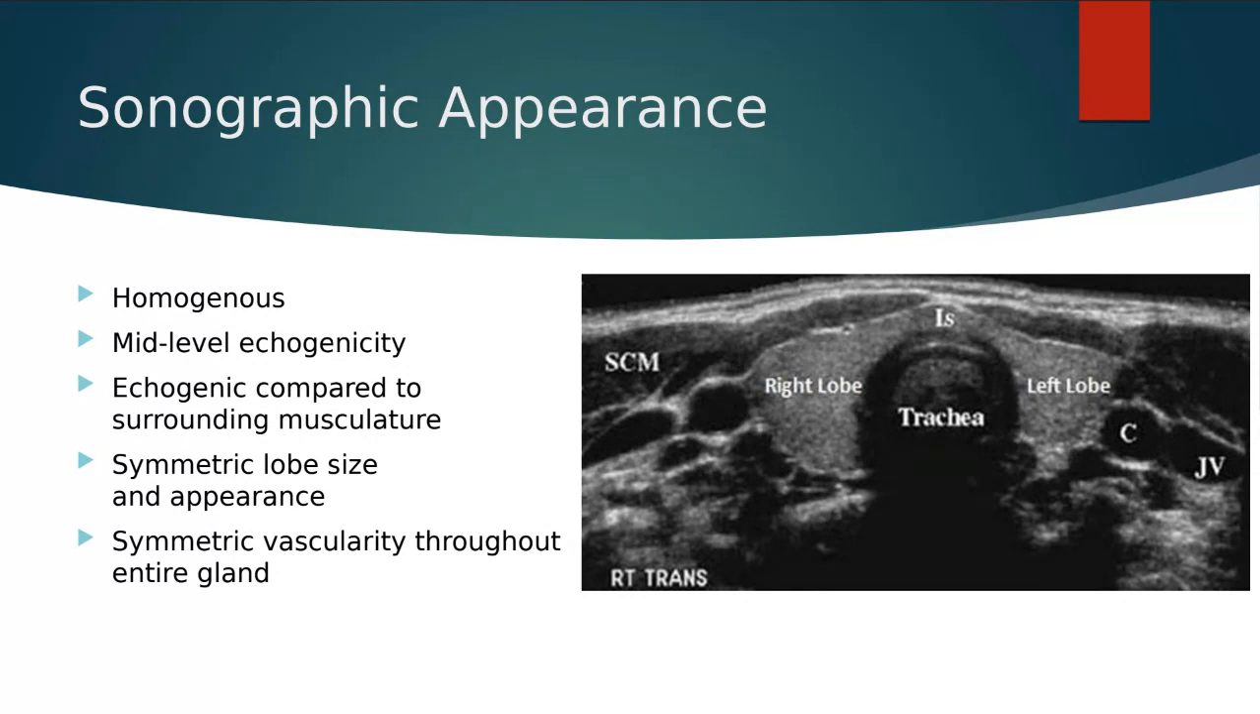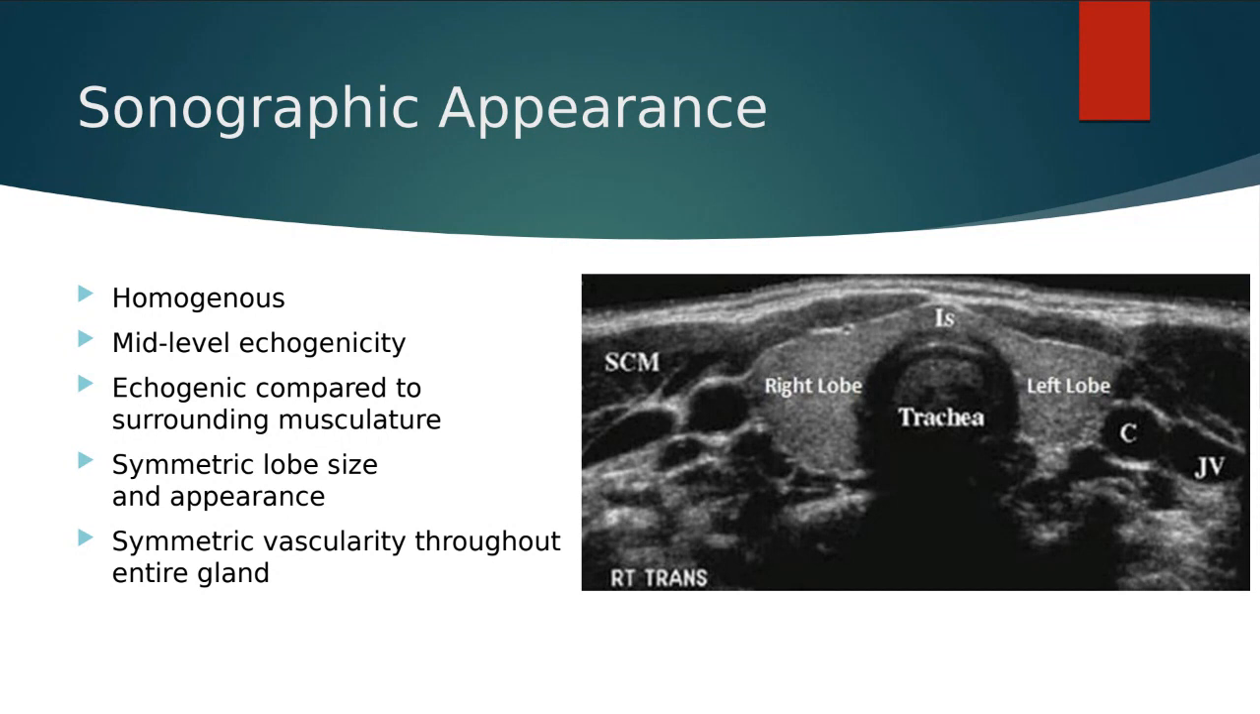We also want to see symmetric lobe size, so we want to see the right lobe and the left lobe kind of coming in at the same measurements. And we also want to see a symmetric appearance and vascularity throughout the entire gland. So we want to see when we put color on our tissue, we want to see that we're getting the same signal in both lobes. We don't want to see the right lobe lighting up like a Christmas tree and then nothing in the left lobe. So that would lead us to believe that there's something abnormal going on in one of those lobes.